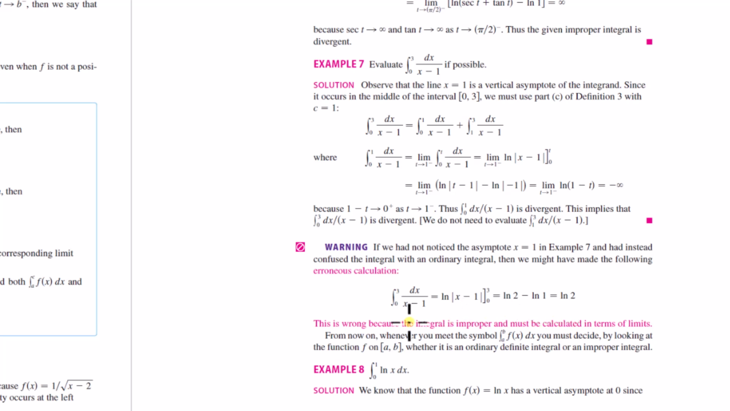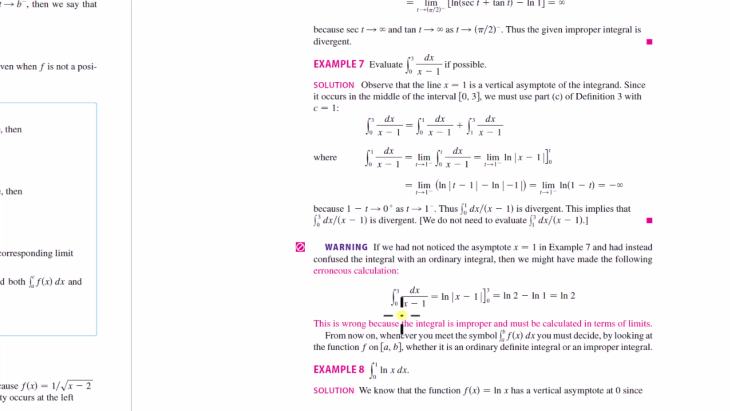So is this correct? Well, no, it's not. Why? Because you have to take a look at the function that you're integrating. This has a vertical asymptote at x equals 1. You can integrate across a vertical asymptote, but you have to do it with improper integrals. You can't just find the antiderivative and plug in the limits that way.